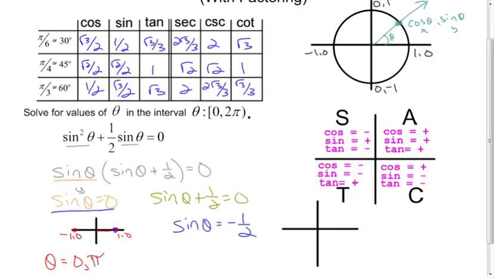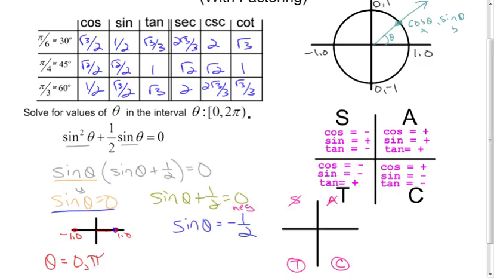Okay, so I'm noting what here? That I've got a sine value that's negative. So I don't want the first quadrant. I don't want the second quadrant, because sine is positive in both of those. I do want the third quadrant, because if tangent's positive, sine will be negative. I want the fourth quadrant, because if cosine is positive, sine will be negative.